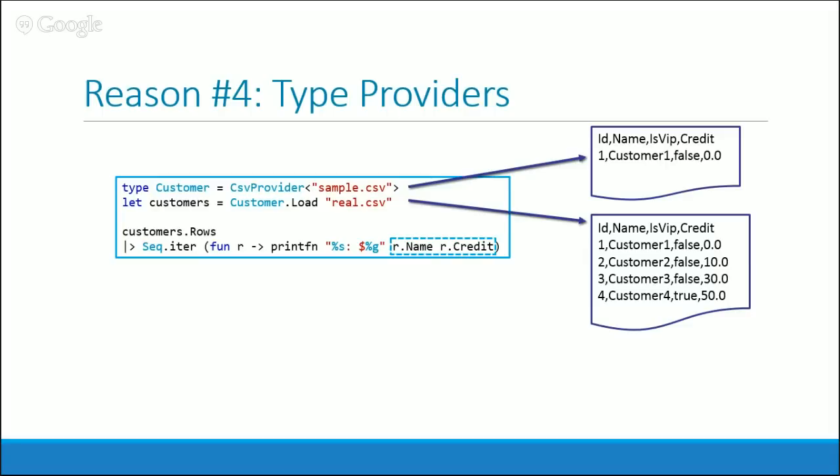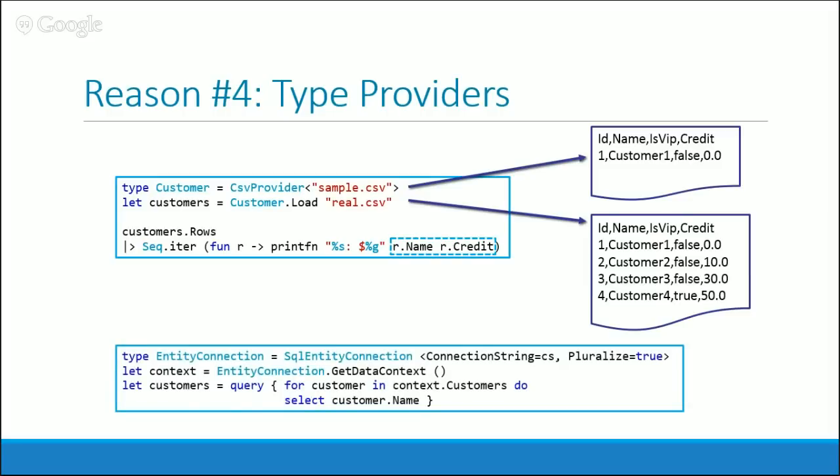So in this case, I will have access to name and credit with the specific types that were inferred. Another example could be the Entity Framework provider, where I need to provide a connection to a local database. While I am writing code, it will access that database, and it will give me access to all the tables and columns that those tables have inside that database.